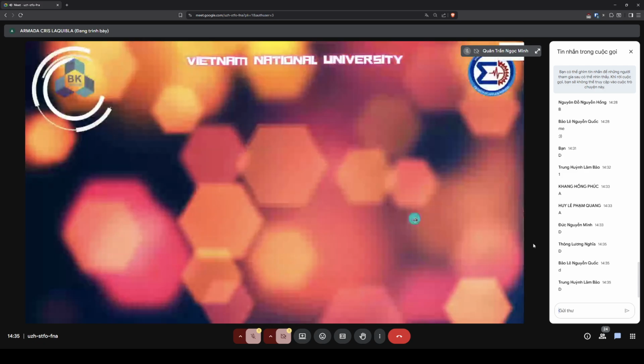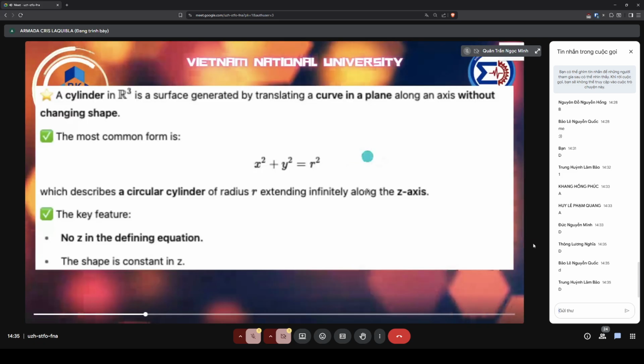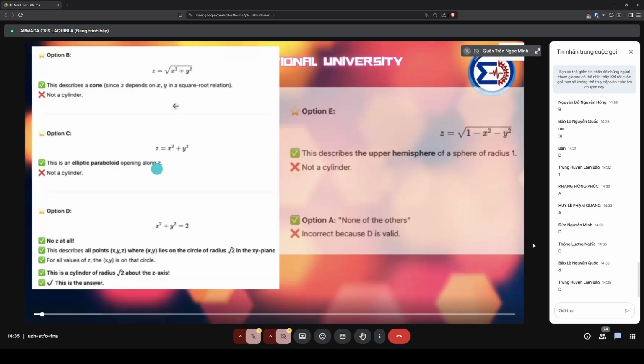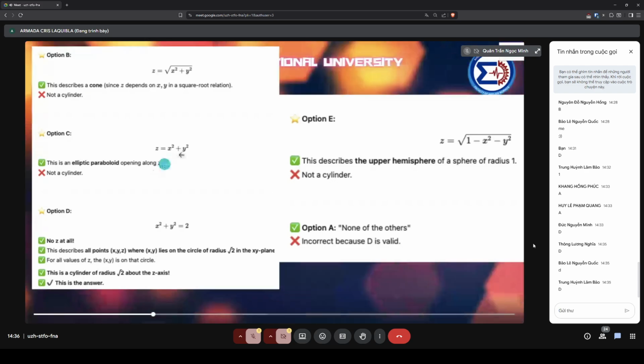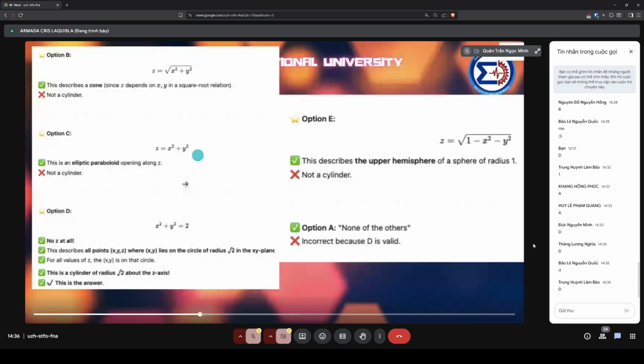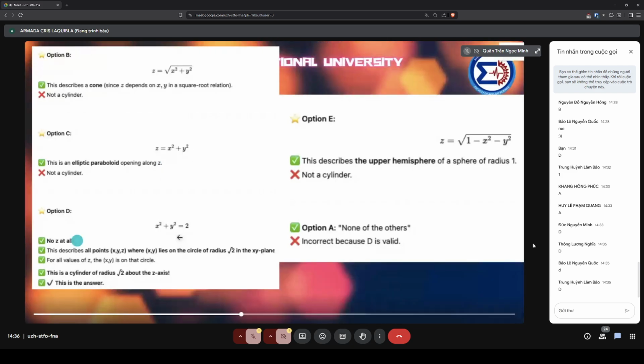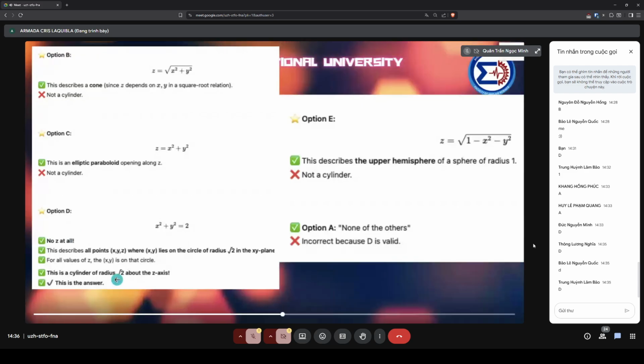So you can pick that directly because r squared there is equal to 2. So your r there is the square root of 2. And it has some explanation here. B there is a cone, not a cylinder. And this one is an elliptic paraboloid. And then this one has no z at all, and it is a cylinder of radius square root of 2 about the z-axis, and this is the answer.